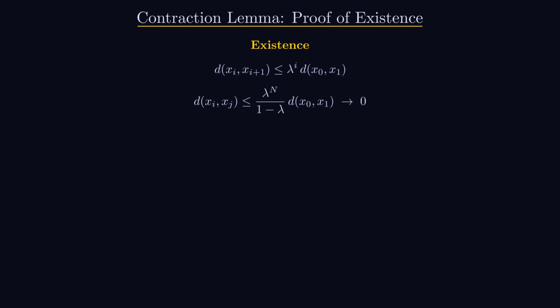Every contraction is continuous. The Lipschitz condition with constant lambda less than 1 is stronger than continuity. Therefore, g of the limit equals the limit of g of x sub n, which equals the limit of x sub n plus 1, which equals x. So x is a fixed point. Combined with uniqueness, this completes the proof of the contraction lemma. The fixed point machinery established here is what drives the surjectivity argument in the inverse function theorem.